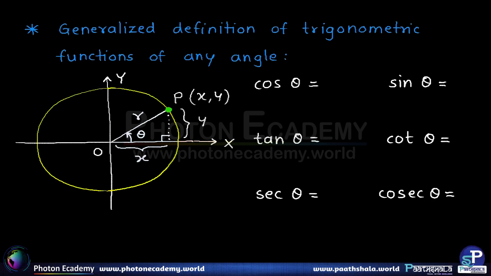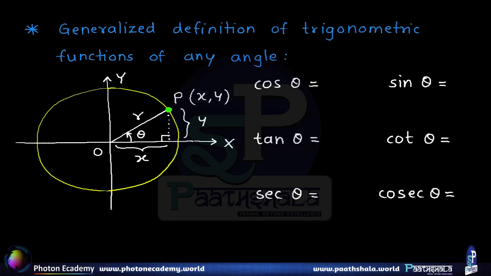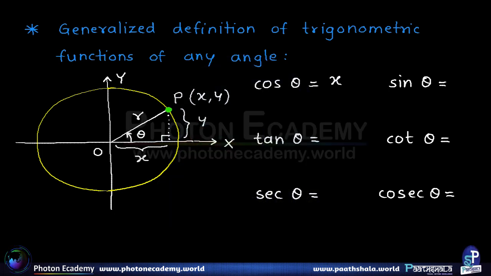So here we define the cos of the angle which the radius OP makes with positive direction of x-axis. So here we can see the angle theta. The cos of that angle theta is defined as the x coordinate divided by the radius r, whereas sin theta is defined as the y coordinate upon the radius, right?